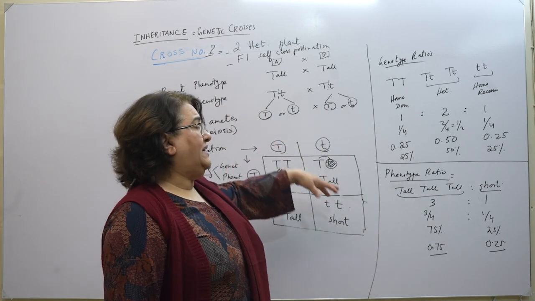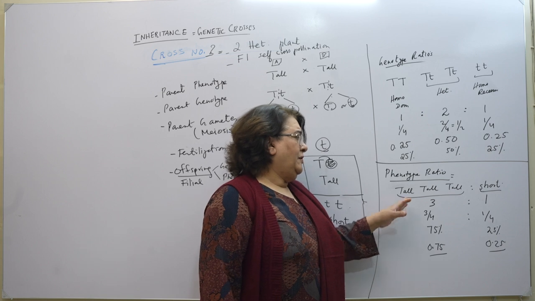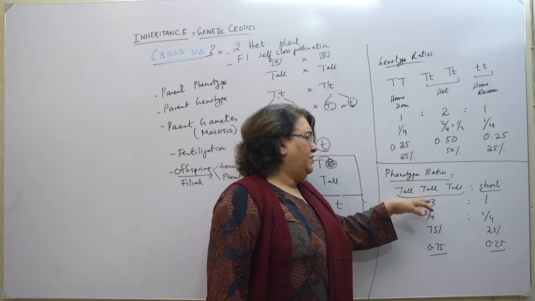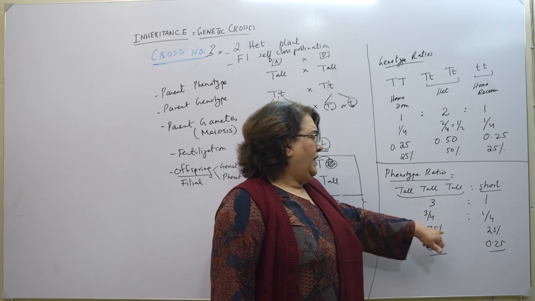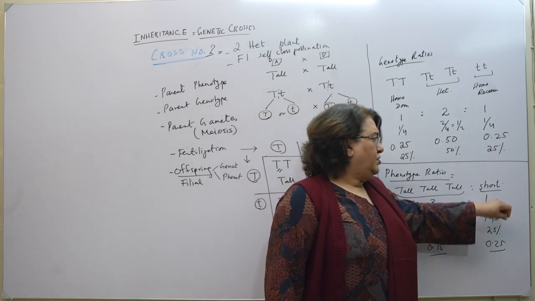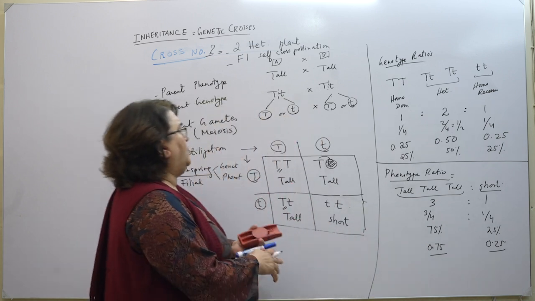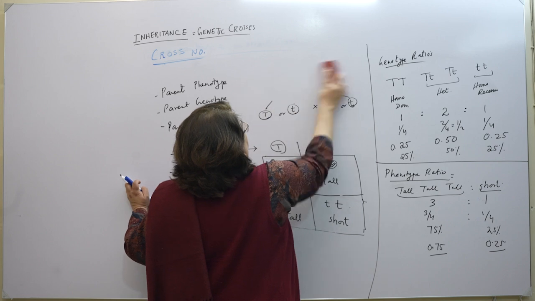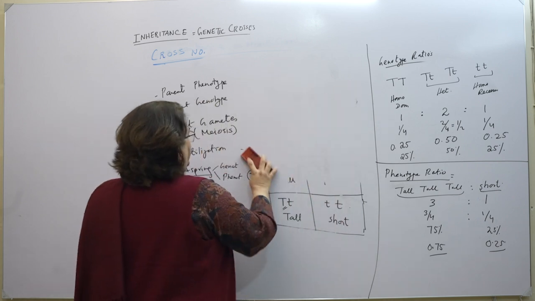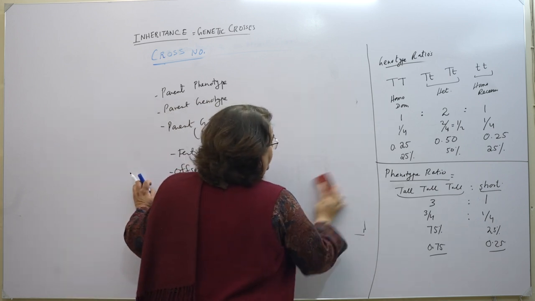If we cross two heterozygous together, the phenotype ratio would be 3:1, tall to short, or a 75% chance of a tall and only a 25% chance of a short organism. Now two more crosses left, cross number 3 and cross number 4.